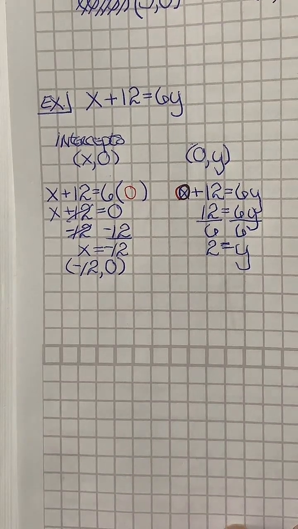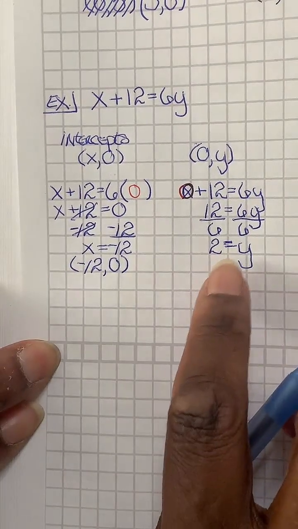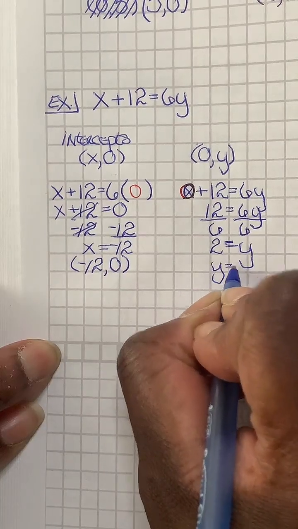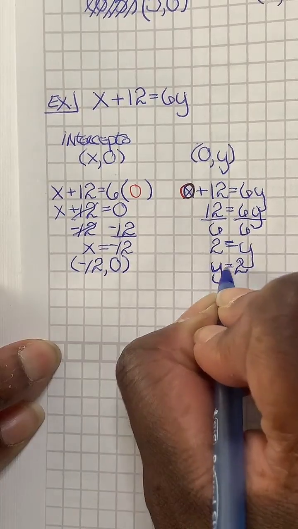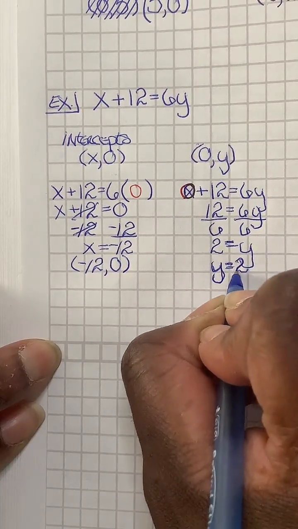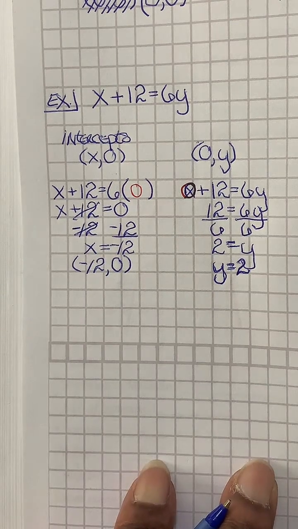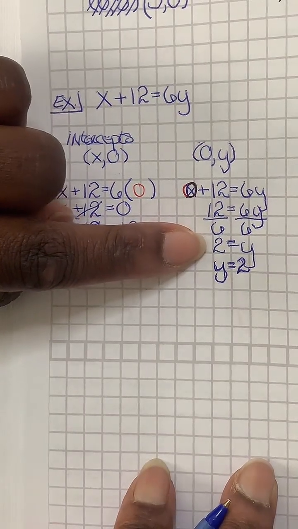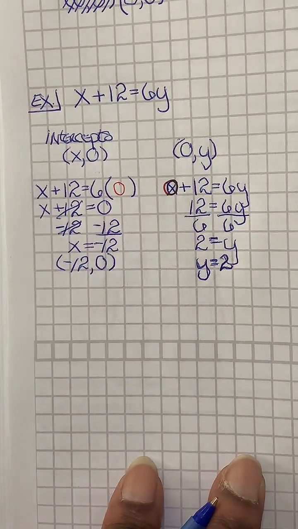So now, bundles of blessings. What is the property that we need to use in order to go to y equals 2? You can put the abbreviation. I'll take that. So we did the division property of equality to get 2 equals y. How do I flip it for y equals 2?